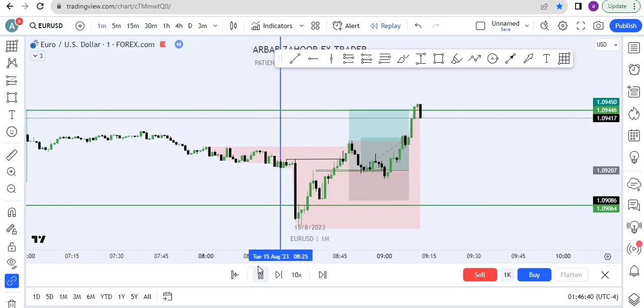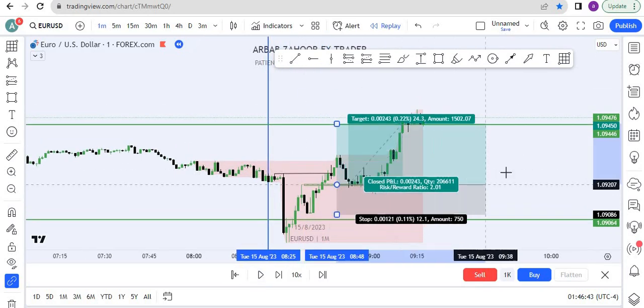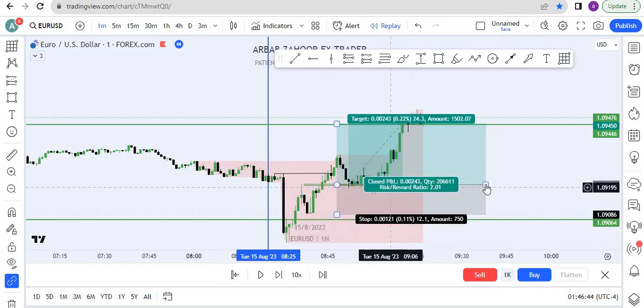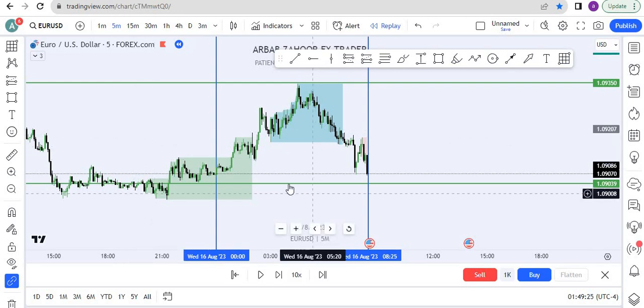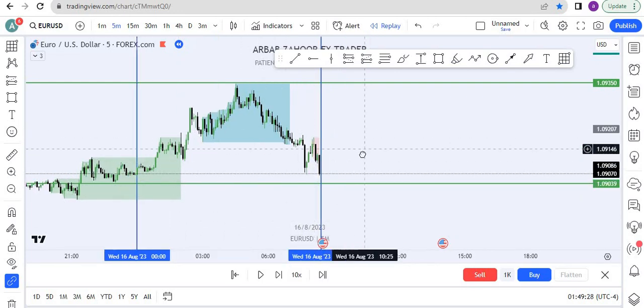We are in the trade and we hit our TP. Okay, so risk the trade once you hit the TP. Now jump to the next day. Now we are on 16th of August, Wednesday.